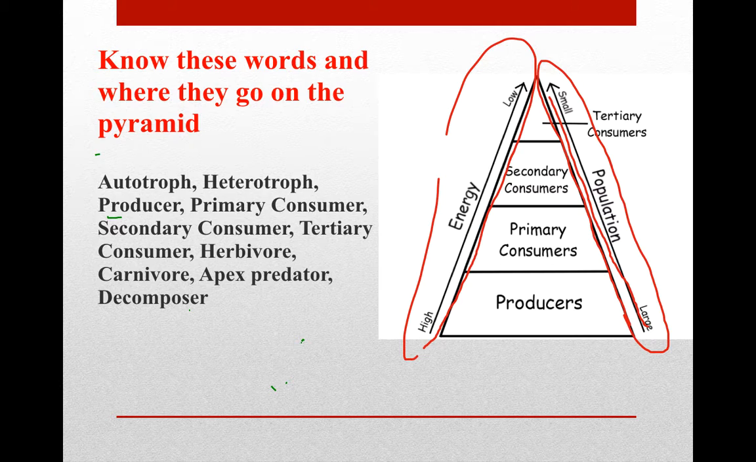So which ones are the autotrophs? Okay, the autotrophs would be the producers. What are the heterotrophs? Heterotrophs would be all the consumers. Know obviously what producer means. Know what primary consumer is, secondary consumer, tertiary consumer. What is an herbivore? So these would be your primary consumers.